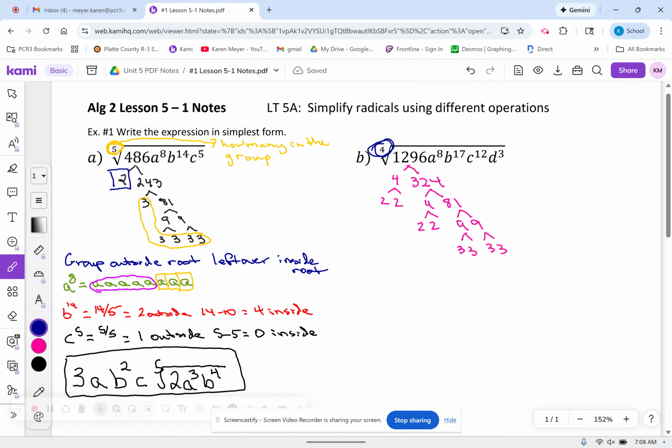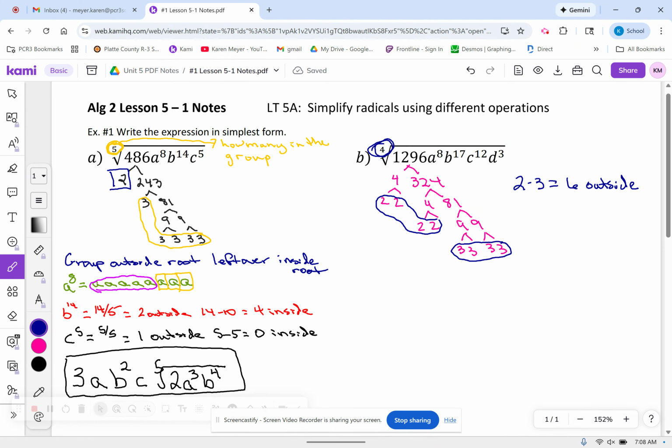So we're looking for 4 of the same number. So I've got 4 2's and I've got 4 3's. And I don't have any single numbers. So to me, it looks like I would have a 2 times a 3, which would be a 6 on the outside. And then I do not have anything that goes on the inside of the root because there are no leftover numbers.